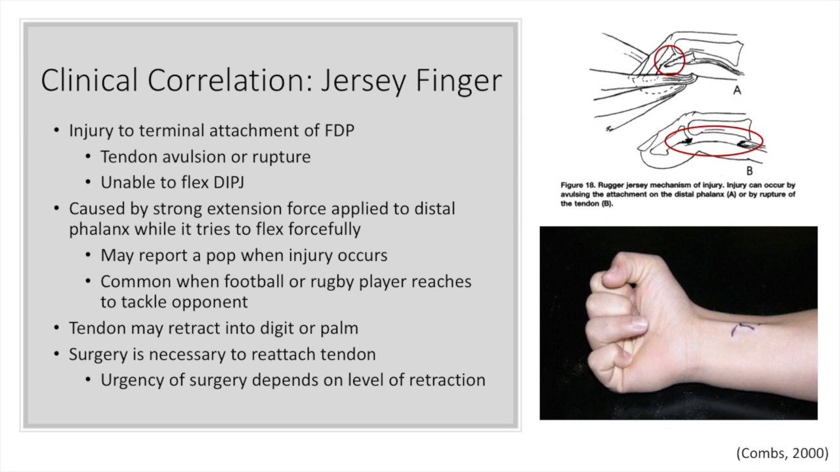And then in the top right picture, you can just see the two different ways that the tendon can tear. Here on the top, letter A, is when the tendon avulses from the bone, and then here the tendon is torn. And then on the bottom picture, you can see a patient with jersey finger, and he's unable to flex that distal interphalangeal joint.